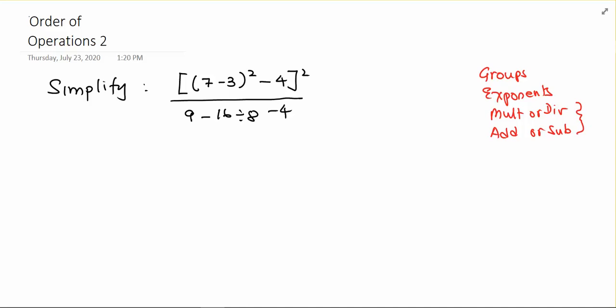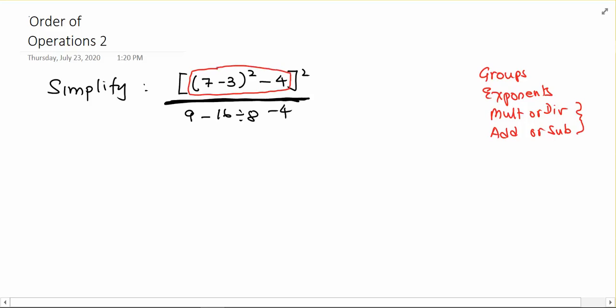So groups. So I look for groups. And when I look at this problem, I clearly see two groups. This line in the middle here is a grouping symbol. It breaks up your problem into two parts. One, the numerator, two, the denominator. So you have to do those two parts first before you can deal with that division symbol. So I'm going to take the parts off to the side, do them and bring them back.